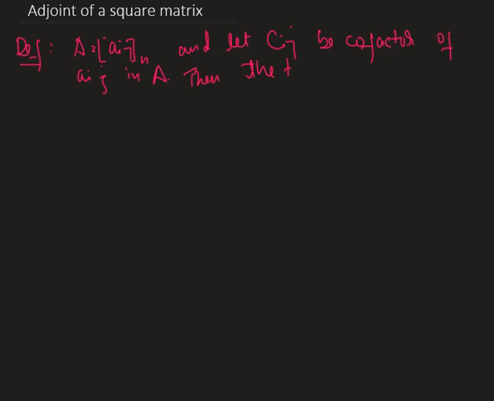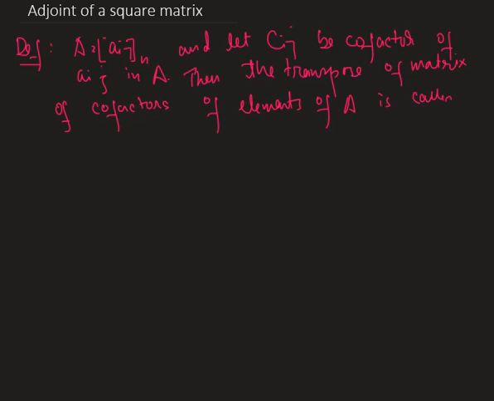Then the transpose of the matrix of cofactors of elements of A is called the adjoint of A, and it is denoted by adjoint of A.